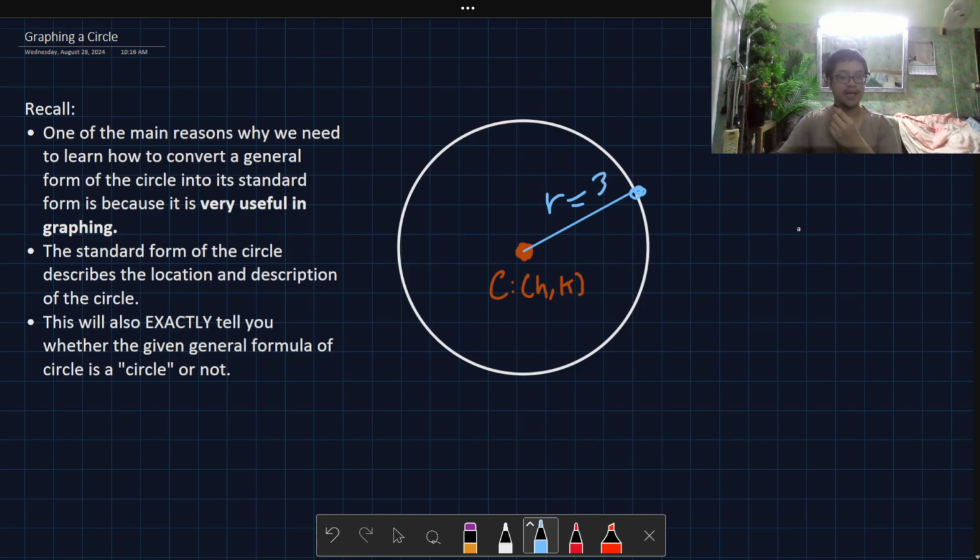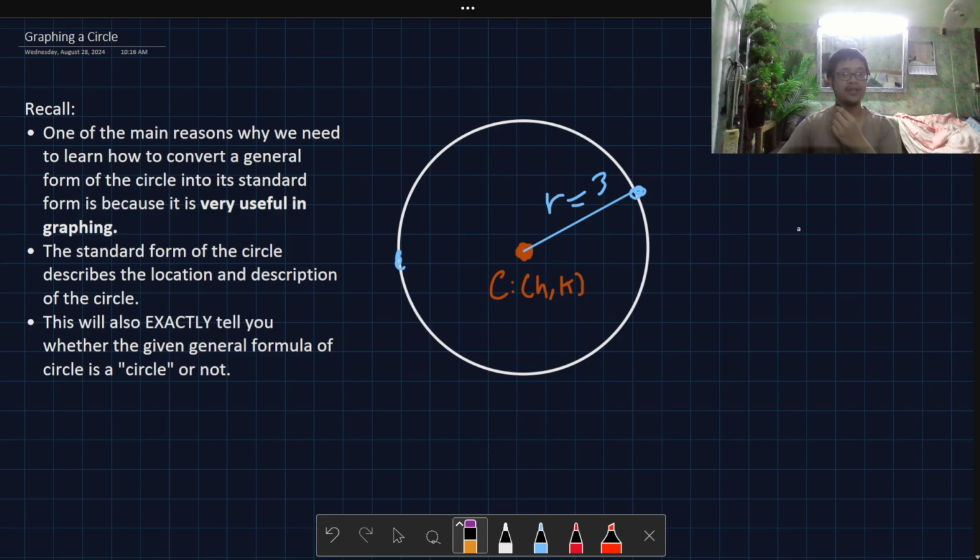So in that case, if I'm going to draw another radius, suppose it's here, then the length would also be 3 units long. From here to there, the length would also be 3 units long. That is basically circle in a nutshell.